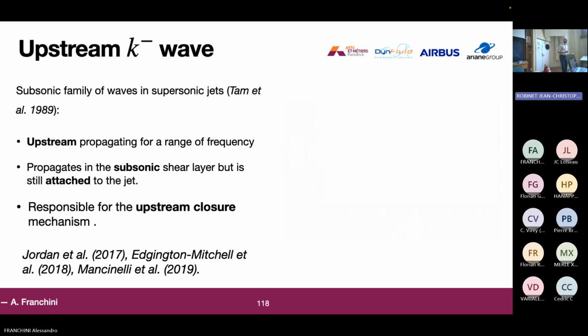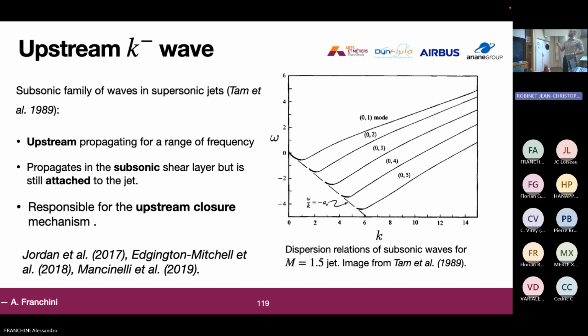Now, the upstream K minus wave has been described as the upstream propagating mechanism responsible for the closure of screech. This is part of a subsonic wave coming from the description of Tam. When you put a vortex sheet model and you calculate the solutions, you get supersonic, Kelvin-Helmholtz wave, and subsonic waves. And in his paper, Tam showed that there is a range of frequency in which this is the group velocity, this is a dispersion relation, phase velocity graph of different modes, subsonic modes of this family of waves.